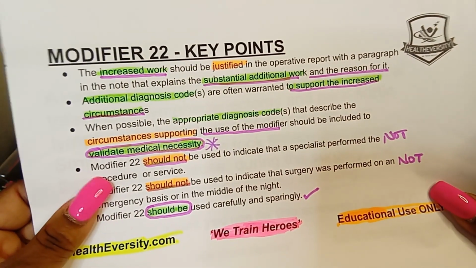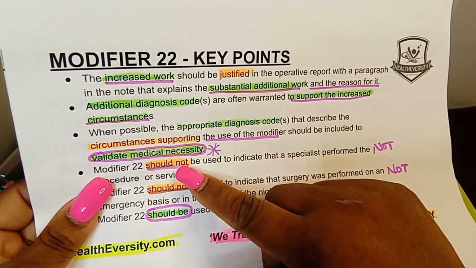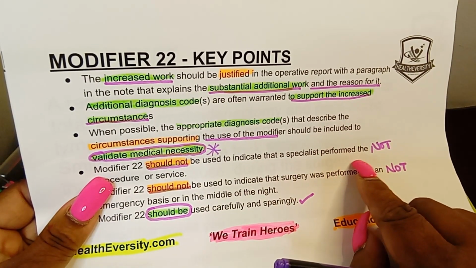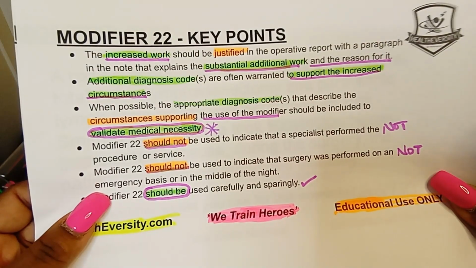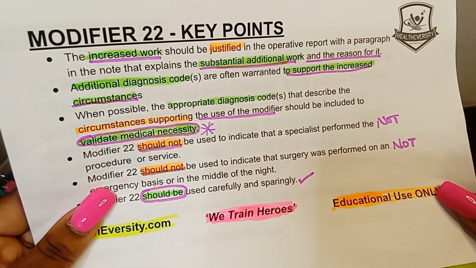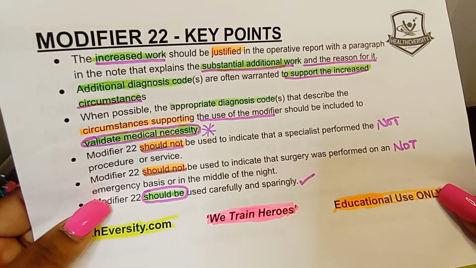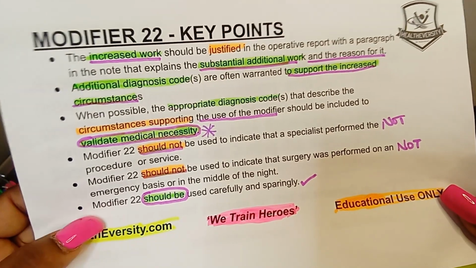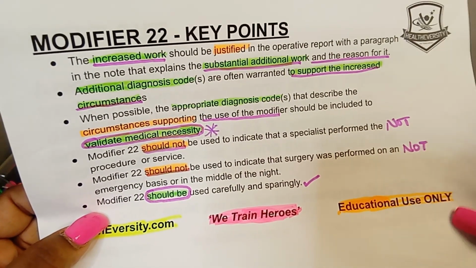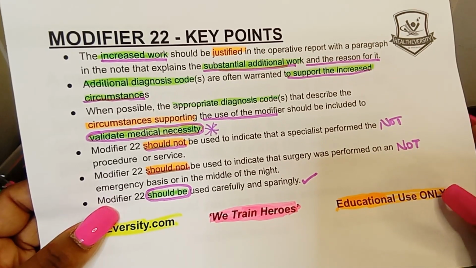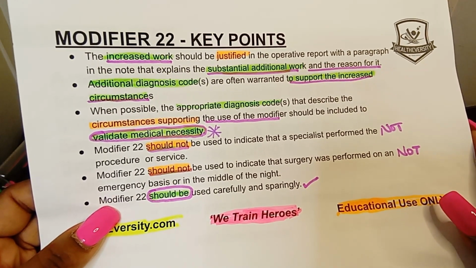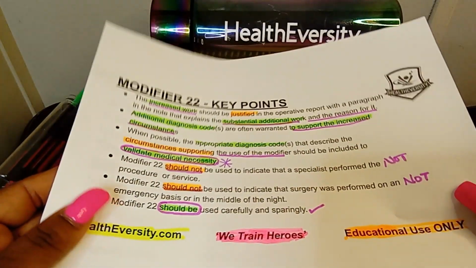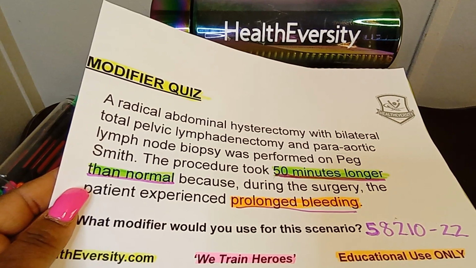So you use modifier 22. When you're using it, or I should say it should not be used to indicate that the specialist performed the procedure or services. Modifier 22 should not be used to indicate the surgery was performed on an emergency basis or in the middle of the night. Okay, this is when you can use it. Modifier 22 should be used carefully and sparingly. All right, let's go into an example.